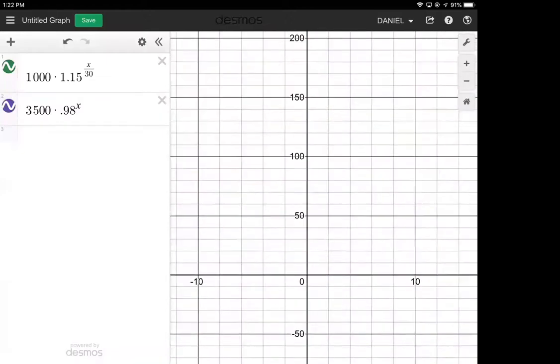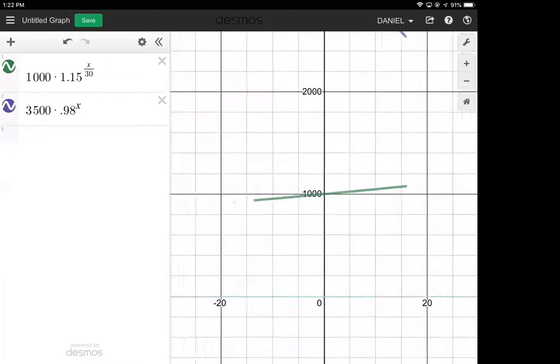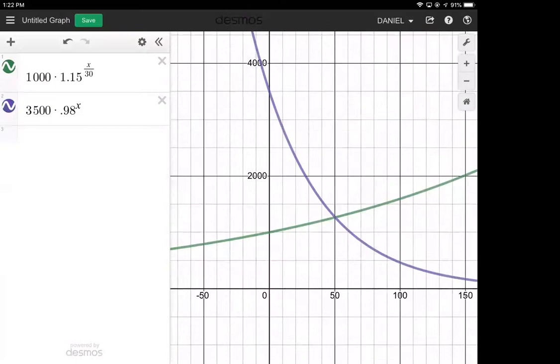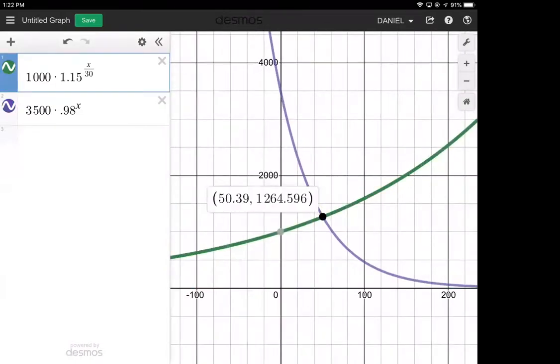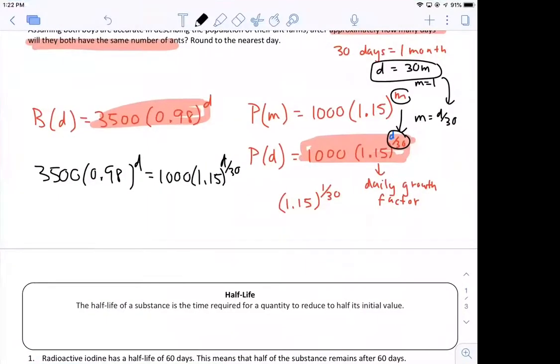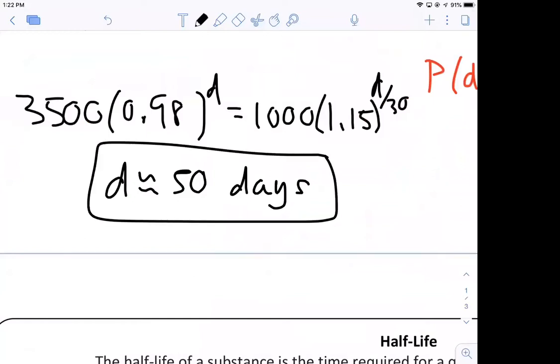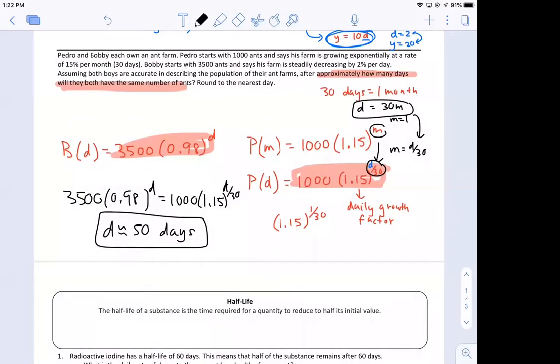Let's scale our axes a little bit. Bam, there are two functions. One's exponential growth, one's exponential decay. And we can see they intersect at approximately 50.39. So after 50-ish days, both ant farms will have about 1,264 ants. So after approximately 50 days. All right, how is that?